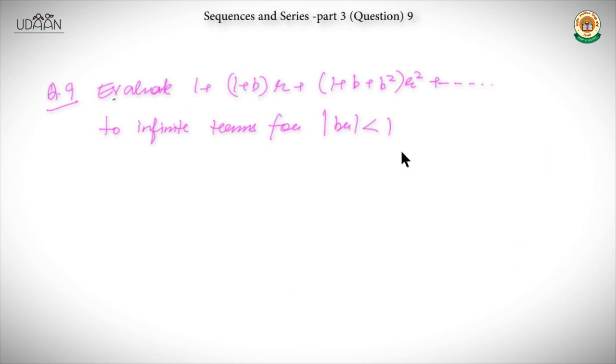Okay, so we see problem 9 now. It asks us to evaluate the expression 1 plus (1 plus b) into r plus (1 plus b square) into r square and so on to infinite terms, and we are given the condition that mod of br is less than 1. So we can see that it's not a common progression, so how do we go about it? We see in this question that no pattern is defined. It is not an AP, not a GP, nothing, and the series is still infinite. So we'll just start with it and we'll see what we can do.